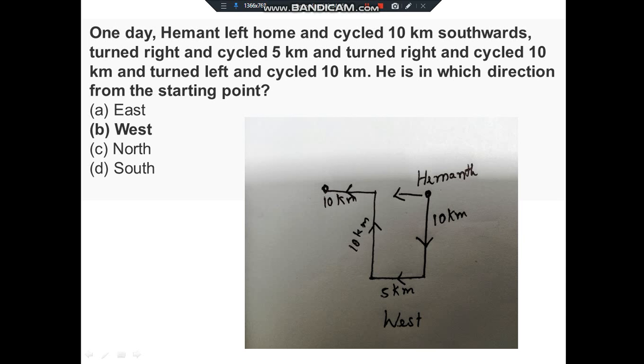One day, Hemant left home and cycled 10 kilometers southwards, that is downwards 10 kilometers. Turned right. Right means, see, Hemant turned right means west side 5 kilometers and turned right and cycled 10 kilometers, that is upwards 10 kilometers, and turned left and cycled 10 kilometers. He is in which direction from the starting point?